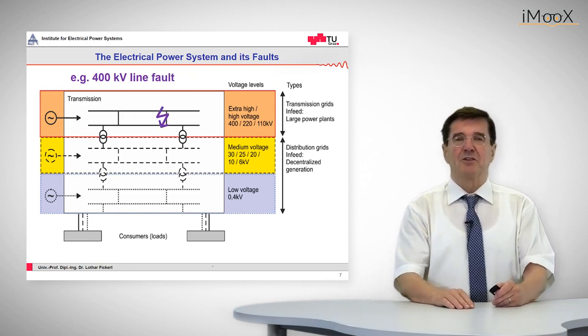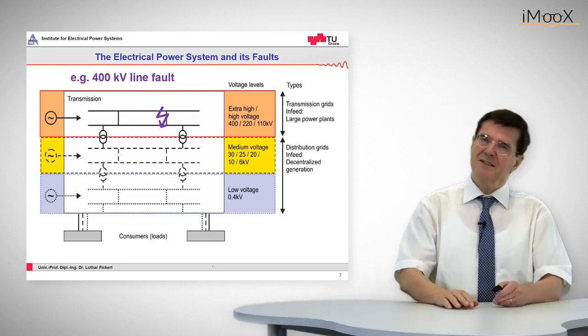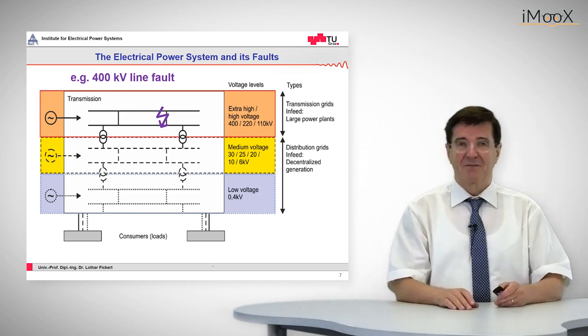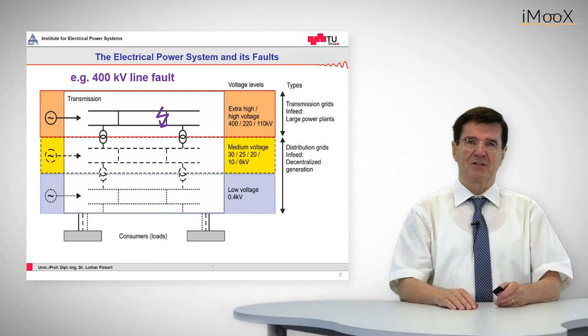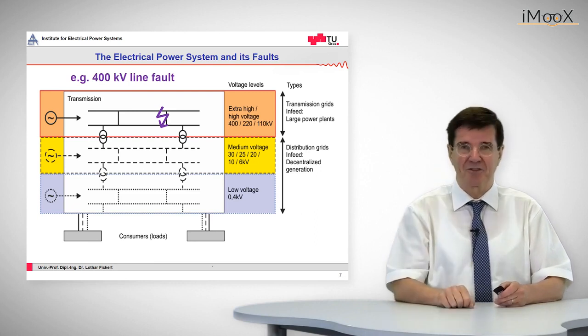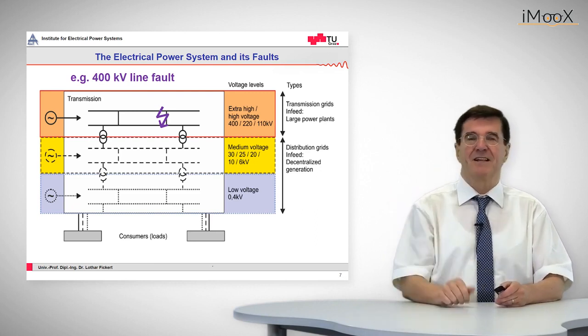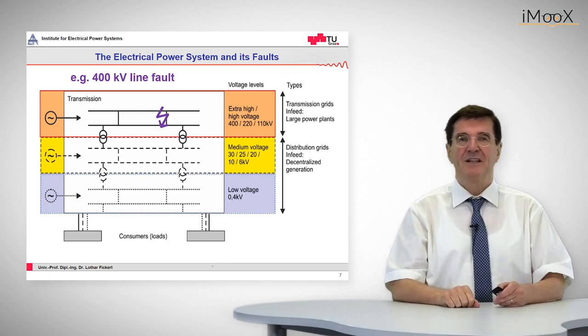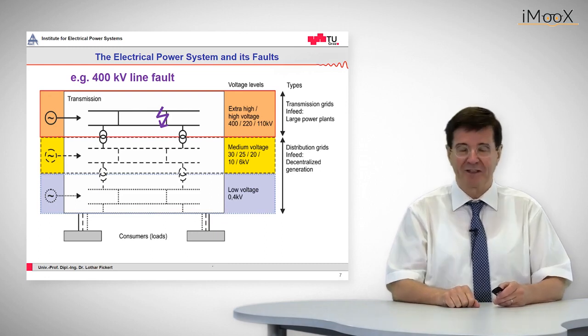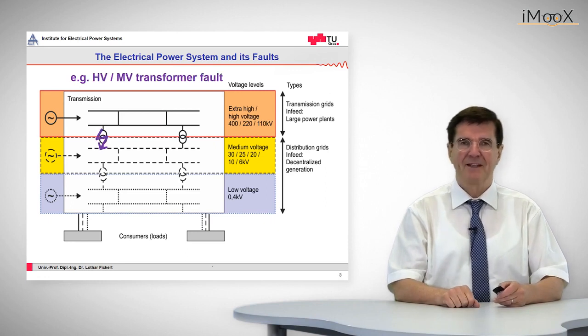Also, faults can occur on 400 kV lines, but that is not so severe to the electrical power system because these lines usually come in pairs of two. So if one line trips out, the other line will take over the load and the supply, and the transport of electrical power is not afflicted in a very severe way.